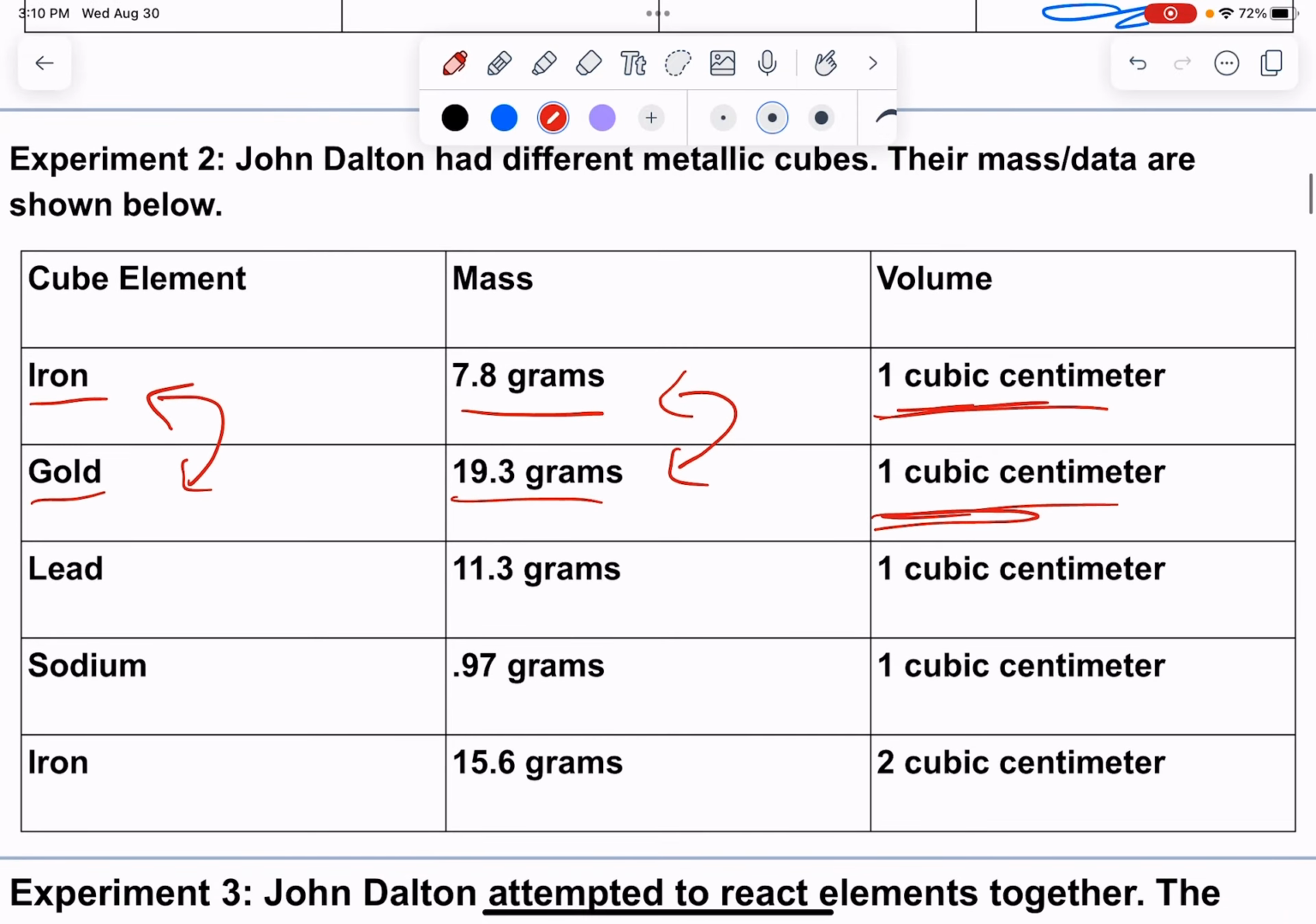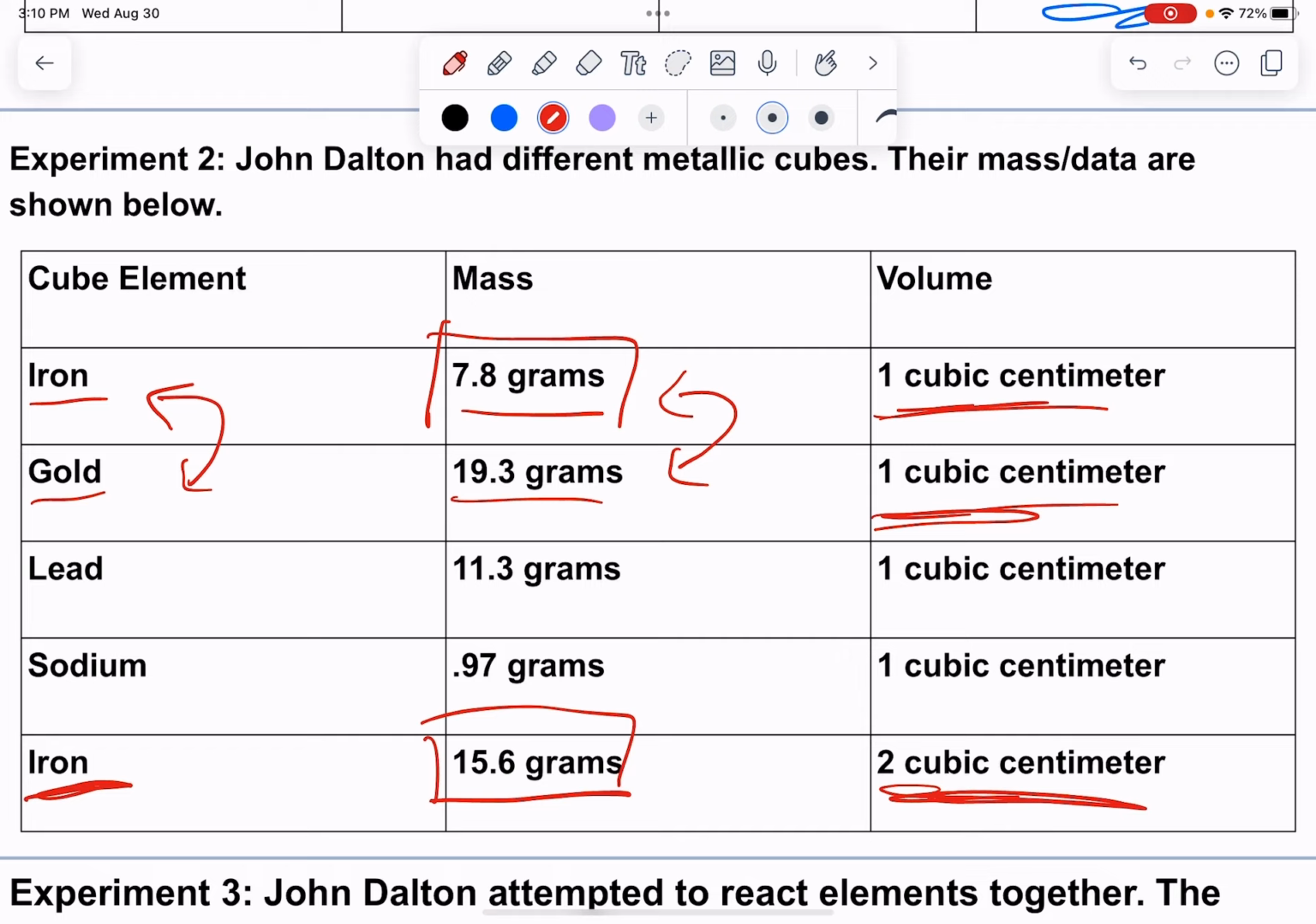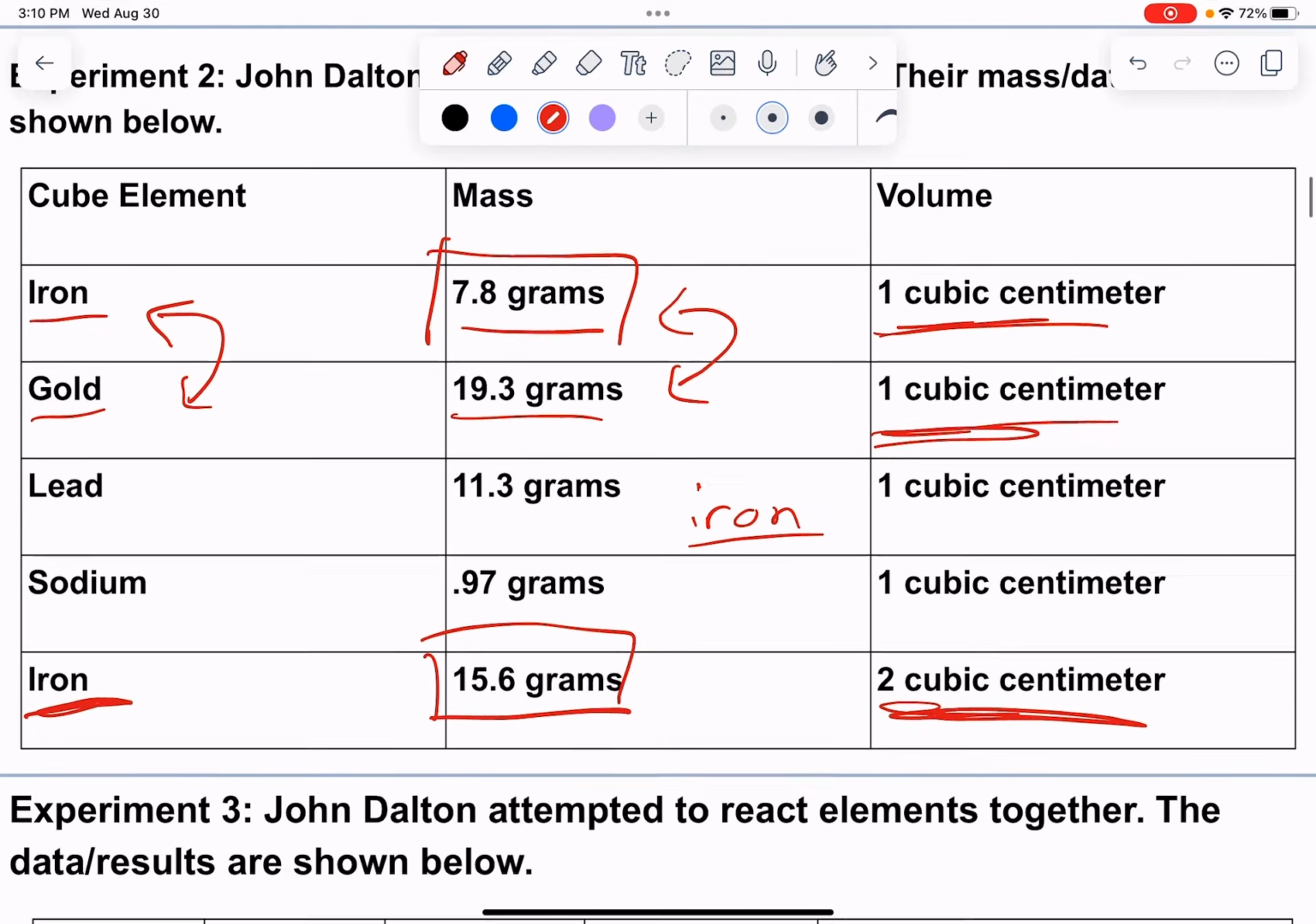Another interesting thing, if I look here, there's a second iron cube, which has a volume twice as big. And the mass of the bigger cube is exactly twice as much as the mass of the smaller cube. So that tells me that, hey, iron is iron, no matter what. It's going to be the same every time, which is another interesting thing to note.